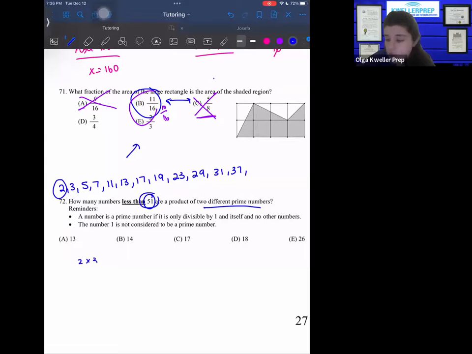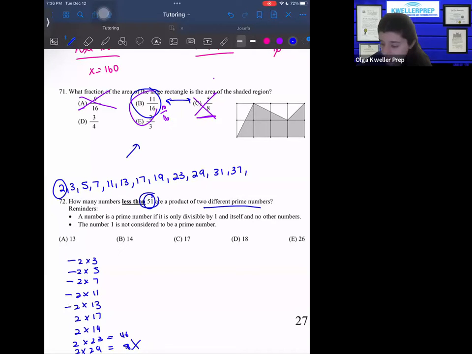So we can say 2 times 3, 2 times 5, 2 times 7, 2 times 11, 2 times 13, 2 times 17, 2 times 19, 2 times 23, and then this is 46, right? And then 2 times 29, and I'm already greater than 51, right? I would be at 58 at this point, so I don't care about anything past that. So here I've got 1, 2, 3, 4, 5, 6, 7, 8 products so far.